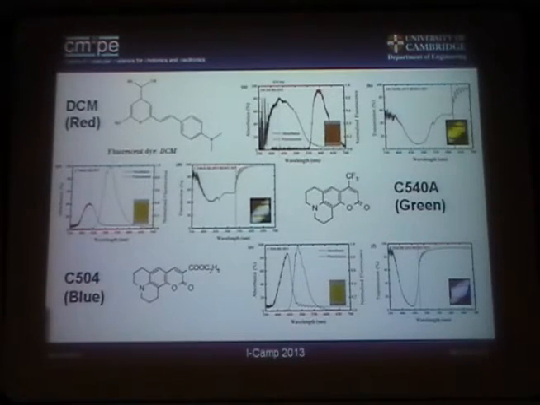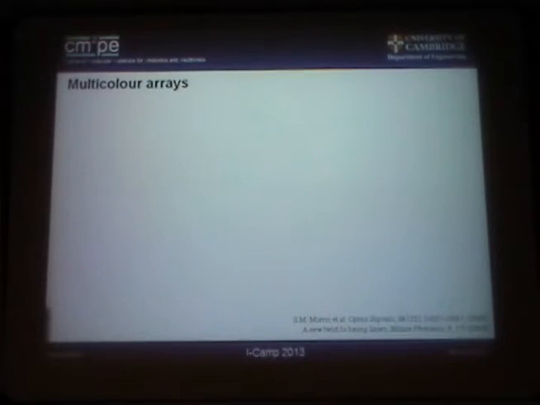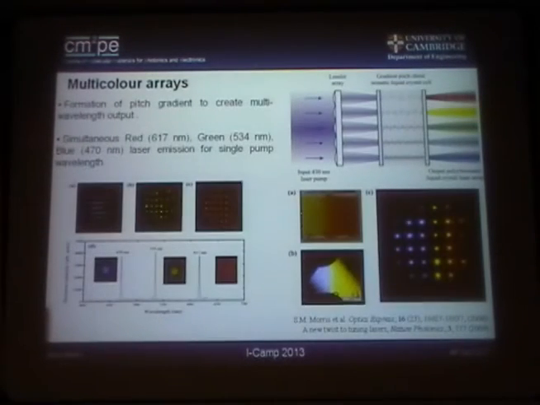The other thing you can do with the arrays, as Harry showed, is combine a number of dyes together that emit over the visible spectrum, so we just took a sample and combined them together, and you can make a multicolored output. With our lens arrays, you can get red, green, and blue arrays, and this is very simple to make because you just fill one side of the cell with a short pitch liquid crystal material with a blue laser dye in it and a green laser dye, and from the other side you put in a long pitch system with a red laser dye, and where they meet together forms the pitch gradient. So you don't have to do any of that yourself. And then when you optically excite it, you get this nice laser array pattern out.